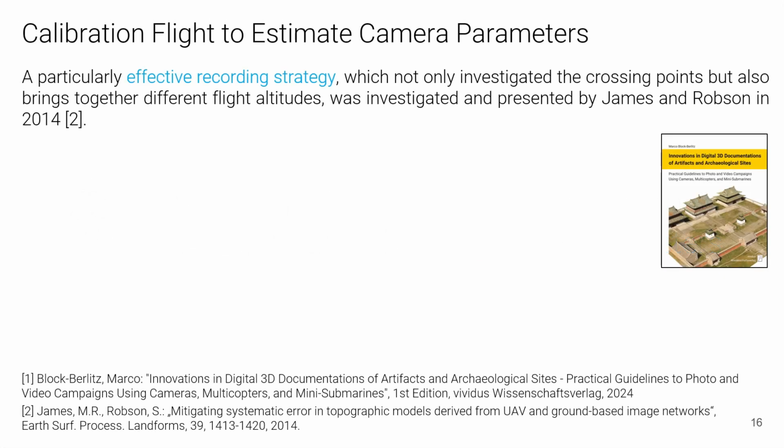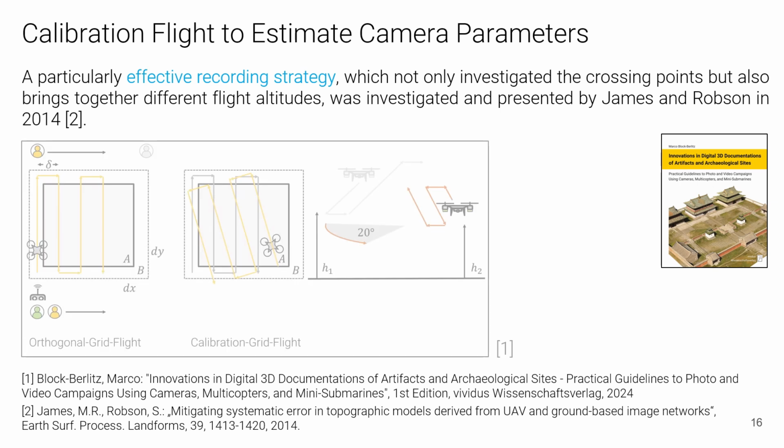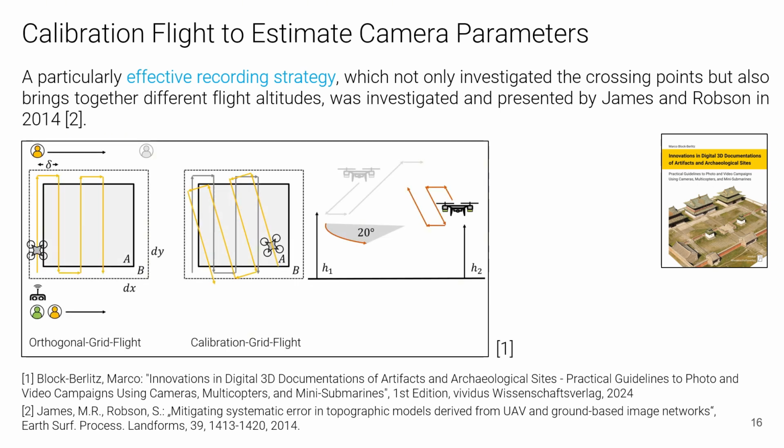A particularly effective recording strategy for determining the camera parameters was investigated and presented by James and Robson in 2014. First, an orthogonal grid flight is recorded at a constant flight altitude. Then an opposite flight is performed on the same trajectories rotated by 20 degrees and about 5% higher. For us, in close-range photogrammetry, this also means adjusting the distances in the recording strategy and even rotating the camera slightly for redundant image areas.